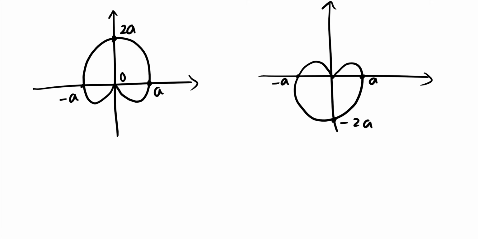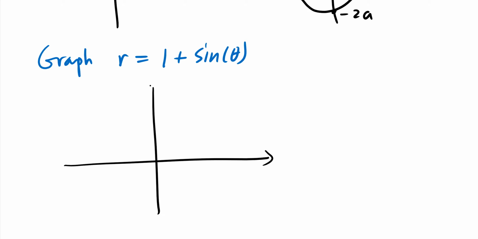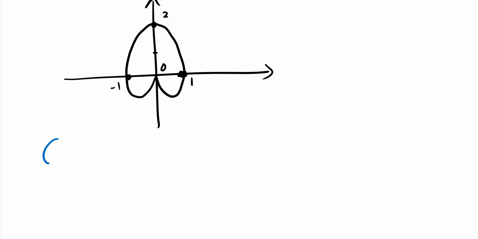So let's say I want to sketch a graph for r equals 1 plus sine theta. How do you do 1 plus sine theta? It goes like so. Since it's a plus, it's going to go up, and then you go 1 unit to this side, 1 unit that side, and 2 units up. So it starts here, goes through this, and then back down. So that's 1, negative 1, 2. That's the graph.